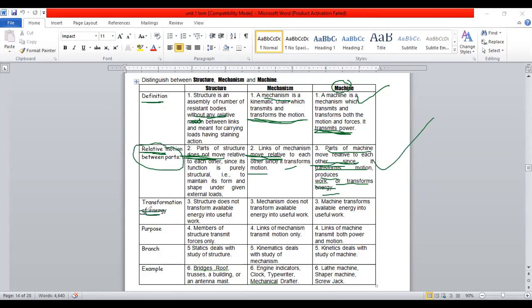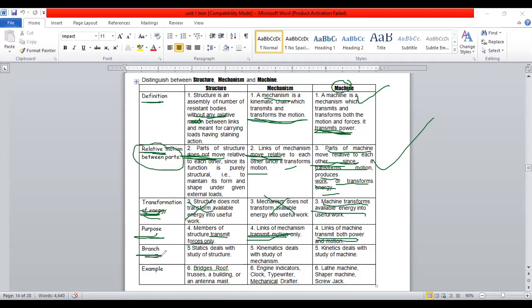What about transformation of energy? No transformation of the available energy into useful work is done in a structure. No transformation of available energy into useful work is also done in a mechanism, because mechanism is just the motion transforming device. But yes, machine transforms available energy into useful work. What is the purpose of structure? To transmit forces only, to just take up the loads which are coming on it. What is the purpose of mechanism? It is a motion transforming device. It transforms motion, transmits motion. Machine transmits both power and motion.